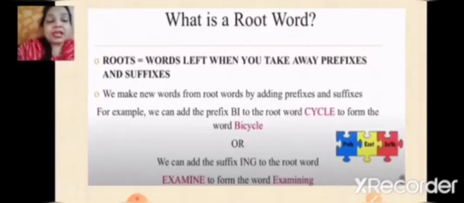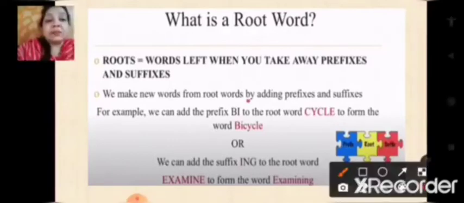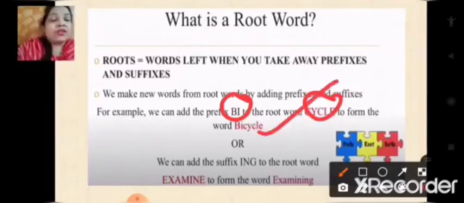If I add a prefix, which is bi, to your root word, that is cycle, what's the new word which I get? It's bicycle, right? Now if I add a suffix, which is ing, to the root word examine, what's the new word? Yes, the new word is examining. That's right. So now children, I'm going to ask you one question.